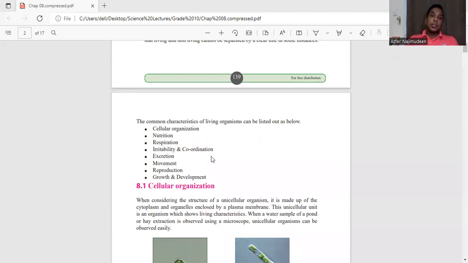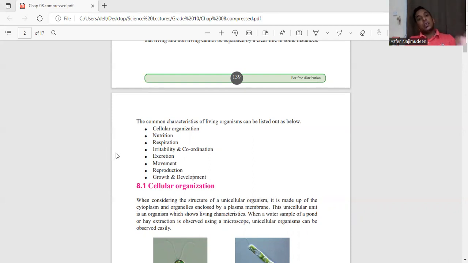The next is irritability and coordination. Yes, so all the living organisms have a characteristic which is coordination, right? We can organize it as nervous coordination as well as hormonal coordination. We'll go into detail in the next session, right? So next is excretion, right? Excretion is also a particular characteristic of living organisms. Next is movement. Thereafter you get reproduction, and the final characteristic, growth and development.